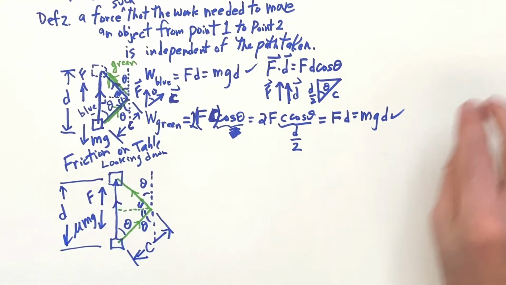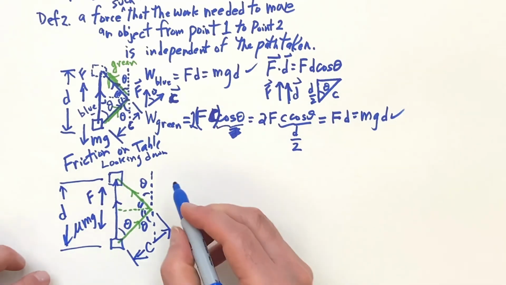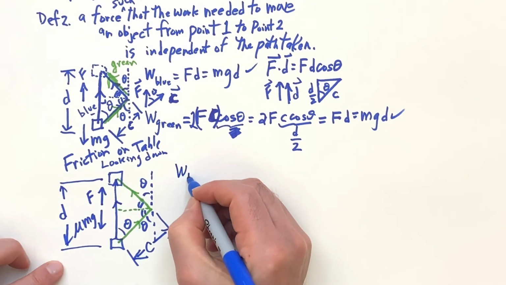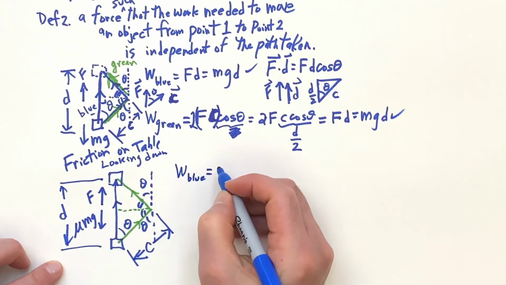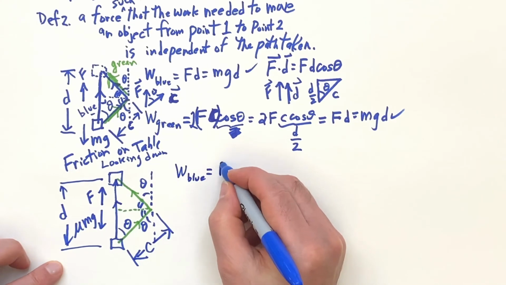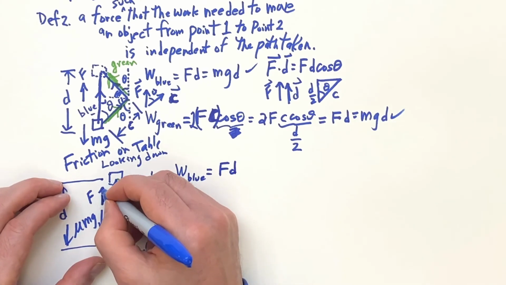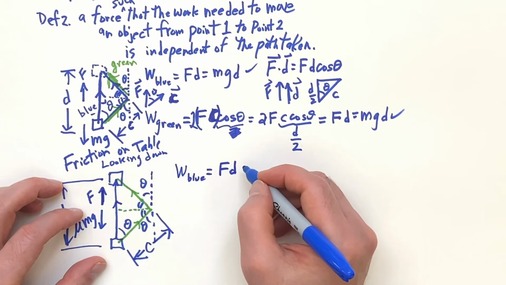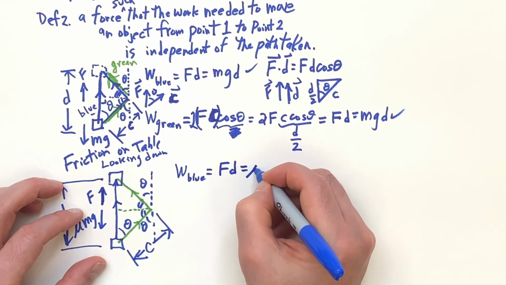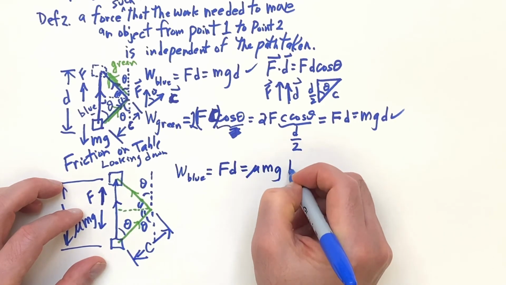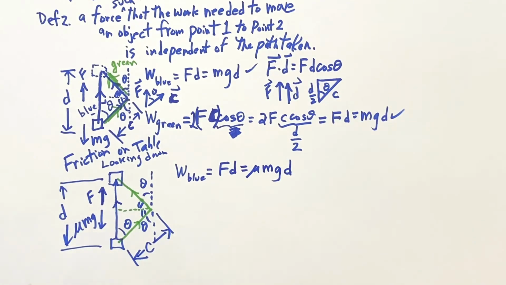All right, so now we're ready to do the calculation for the blue path going straight up. We're going to want the force times the distance. They're lined up. The force is this one going up, counteracting the mu mg. So that's going to be your mu mg times d. So that's the blue path.